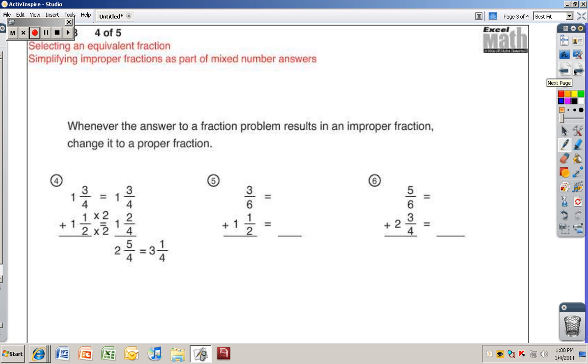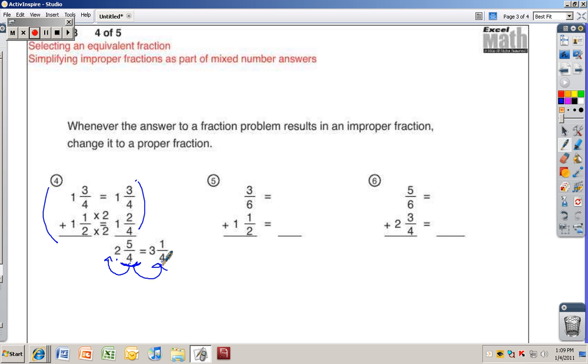Okay, now what we're going to do is whenever the answer to a fraction problem results in an improper fraction, change it to a proper fraction. So if you do a math problem like this, where you get an answer that's an improper fraction, 5/4, where the head's bigger than the butt, you've got to change it into a proper fraction, which means that you're going to be moving one number over into the whole numbers place. So 2 5/4, as you add up and get this answer, is equal to 3 1/4.